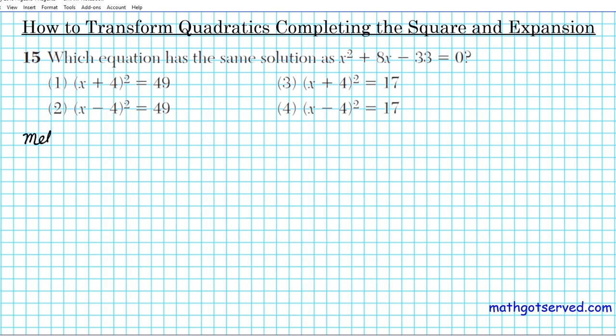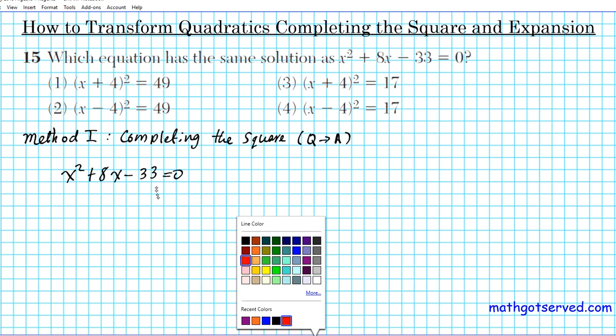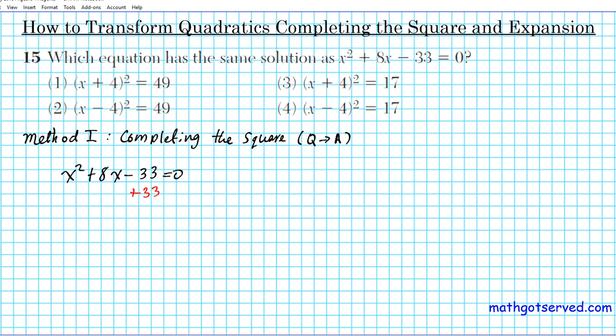Method 1 is your completing the square method. For completing the square, you're going from the question to the answer. The question is x squared plus 8x minus 33 equals 0. So first things first, we want to create a perfect square on the left side. In order to accomplish this, 33 needs to go to the right side. So we move the constant over.